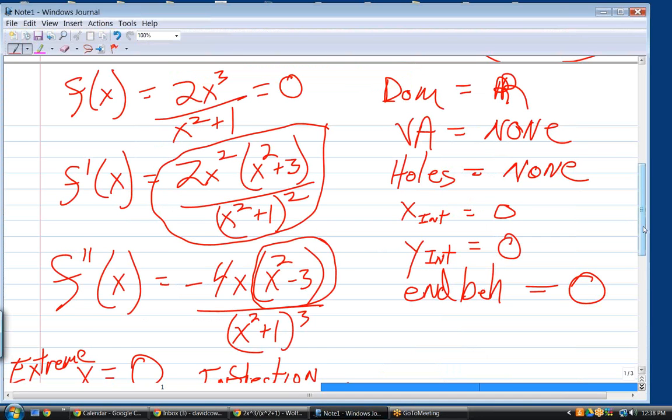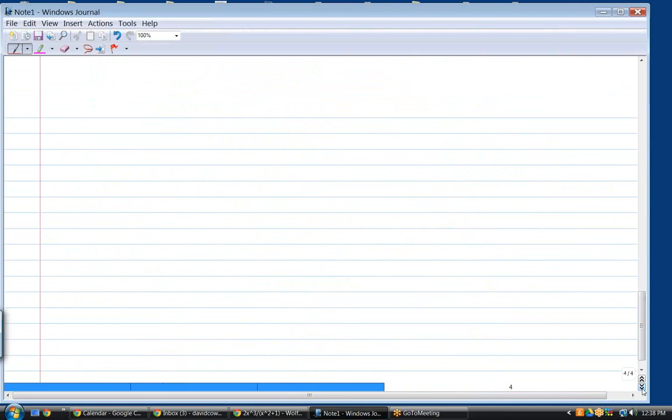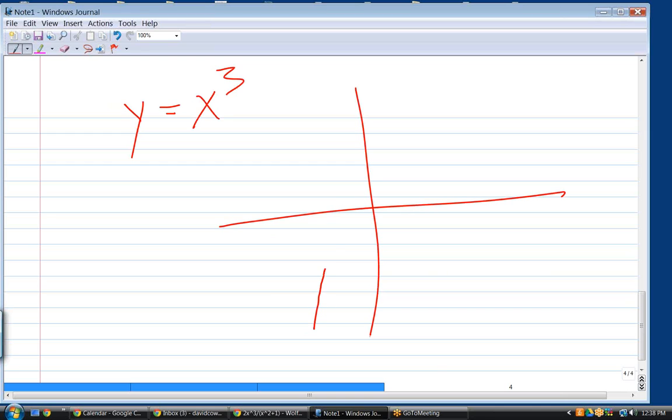In other words, sometimes horizontal tangent lines are not extrema. If I take the function y equals x cubed, it looks like this. We have a flat tangent line at x equals 0, but there's no extrema. In order for it to be an extrema, it has to actually pass the first derivative test, which says the slope has to change on either side of it.